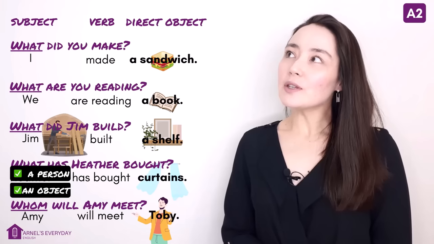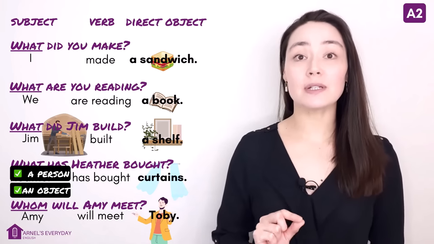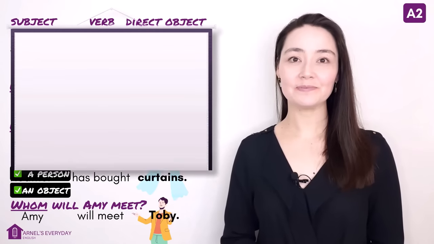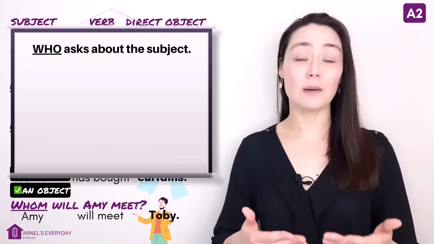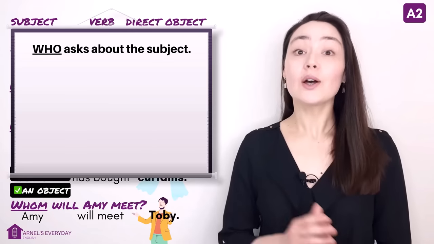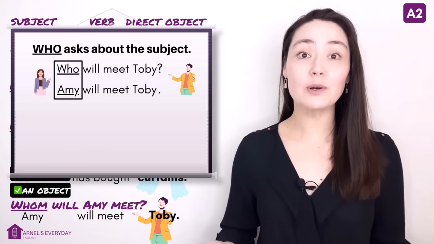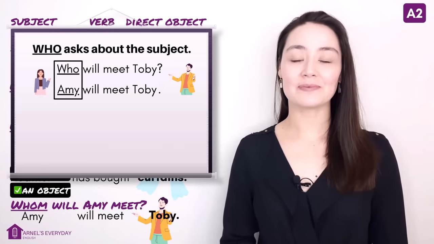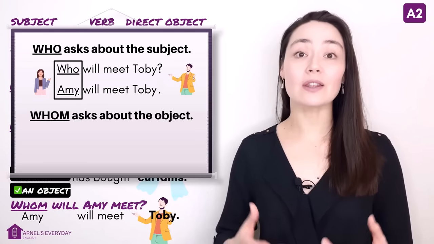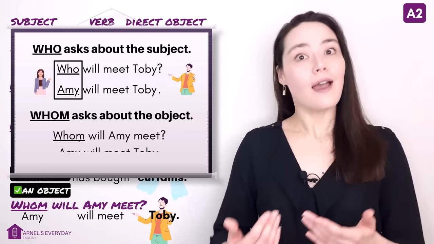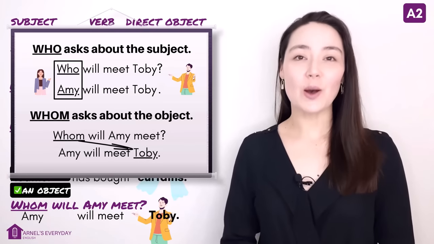I want to give you a mini explanation on whom, because it's important for this lesson. Who asks about a subject? Who will meet Toby? Amy. Amy will meet Toby. Whom asks about the object? Whom will Amy meet? Amy will meet Toby.